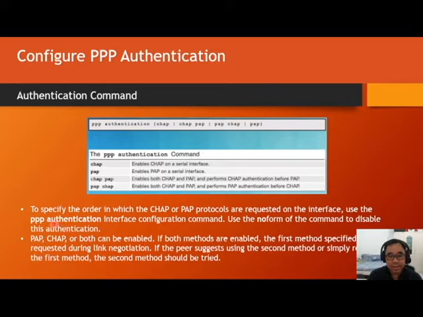Authentication command to specify the order in which CHAP or PAP protocols are requested on the interface. Use the ppp authentication interface configuration command. Use the no form of the command to disable this authentication. PAP, CHAP, or both can be enabled. If both methods are enabled, the first method specified is requested during link negotiation. If the peer suggests using the second method or simply refuses the first method, the second method should be tried.